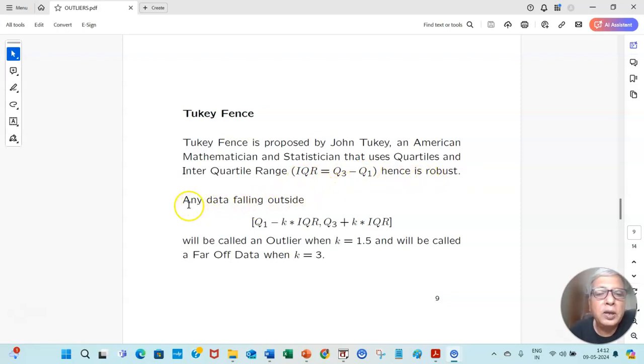So what is the Tukey fence? Any data falling outside Q1 minus K times IQR to Q3 plus K times IQR is called an outlier if K is equal to 1.5. If we use 1.5 here, that's a bound beyond which all the data is an outlier, and it will be called far off data when K is equal to 3. If some data falls out of the region when K is equal to 3, it is called far off data, the extreme outliers. So that's the Tukey fence, which is generally used in data analysis because it's based on quartiles and is robust.